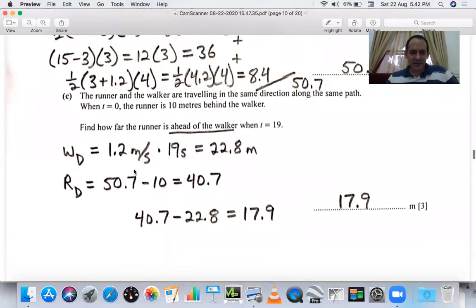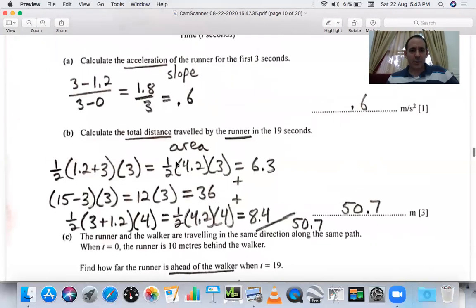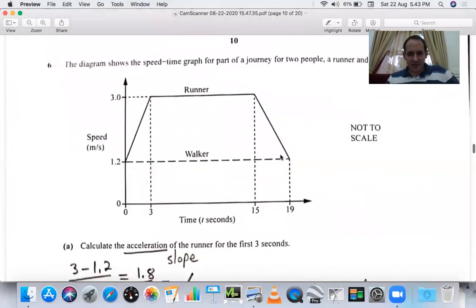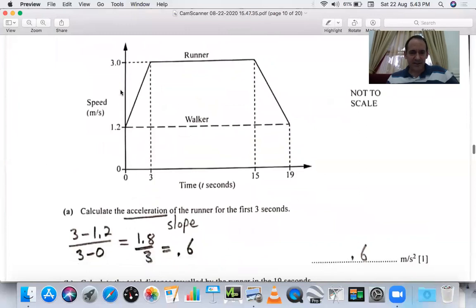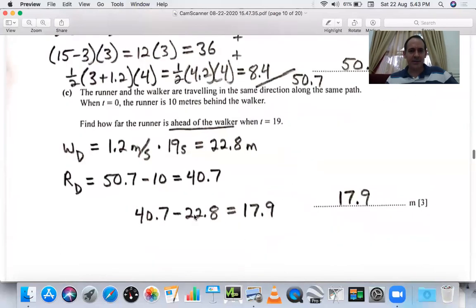So let's find the distance of the walker. The walker's distance is simple. To get distance, you multiply speed times time. Speed times time is distance. So the speed is 1.2 times a time of 19. So 1.2 times 19 means the walker will have walked 22.8 meters.